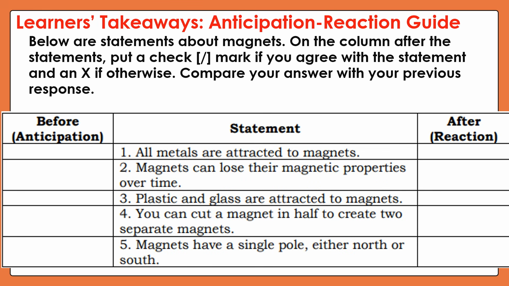Here are the statements. First, all metals are attracted to magnets. Second, magnets can lose their magnetic properties over time. Third, plastic and glass are attracted to magnets. Fourth, you can cut a magnet in half to create two separate magnets. And fifth, magnets have a single pole, either north or south.